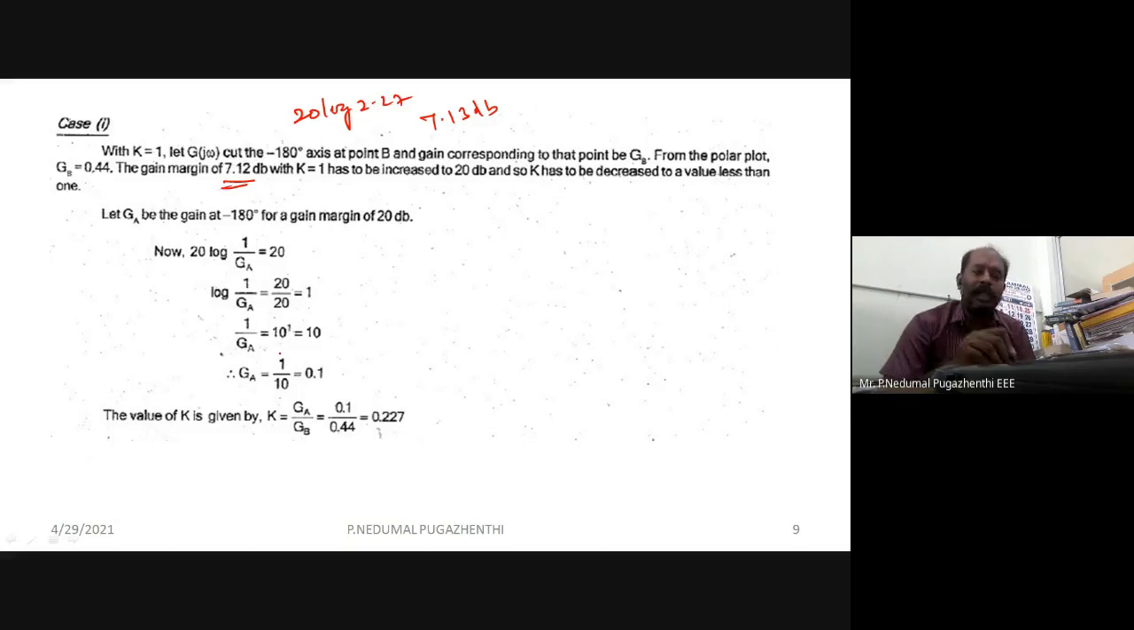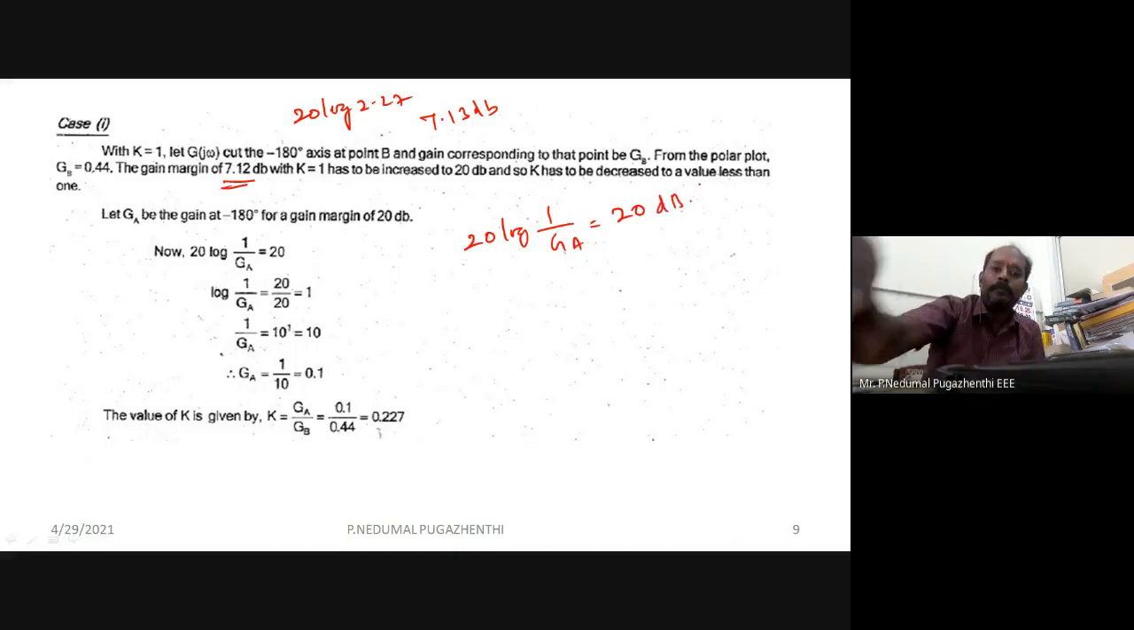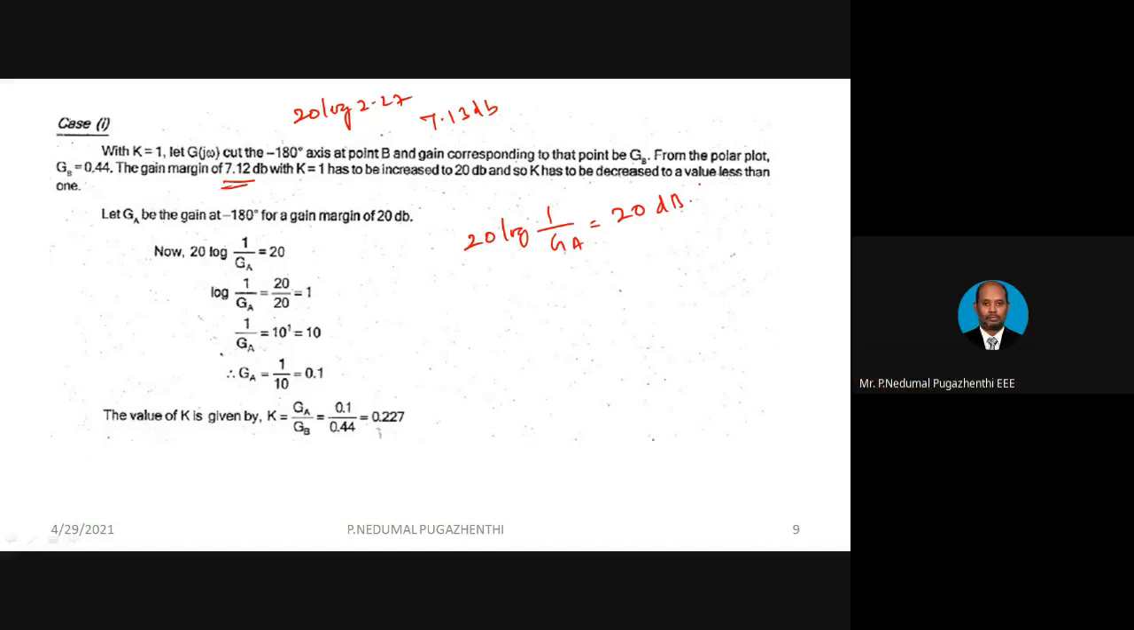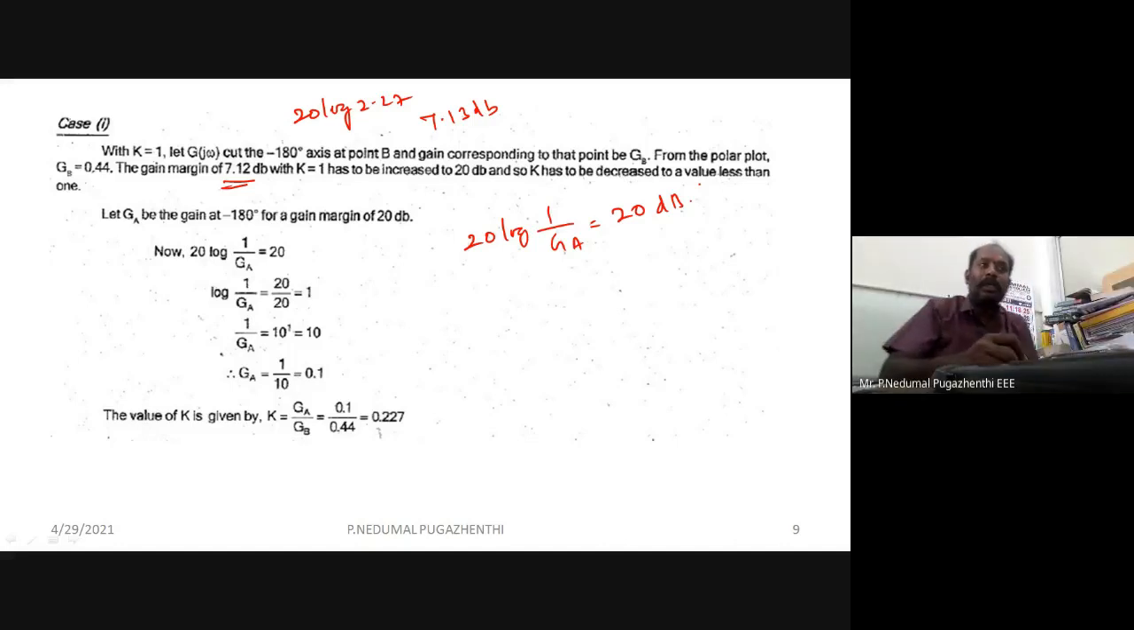So the methodology is you take that formula. What is that formula? 20 log of that value, at what gain it has to be, should be equal to 20. That is what provided 20 decibels. So 20 log of this 1 by G is equal to 20 decibels. That is provided, because this value is obtained by inversing the magnitude.